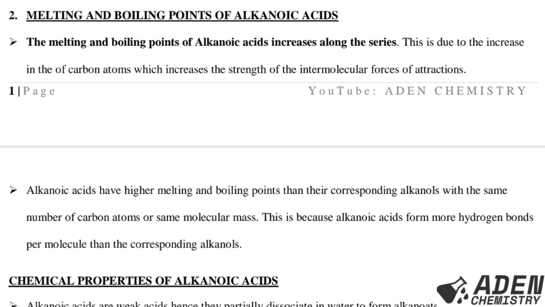Next again, we are saying alkanoic acids have higher melting and boiling points than their corresponding alkanols with the same number of carbon atoms or the same molecular mass. This is because alkanoic acids form more hydrogen bonds per molecule than the corresponding alkanols. That's the reason why alkanoic acids have higher melting and boiling points than their corresponding alkanols. For example, methanoic acid has a higher melting and boiling point compared to methanol. That's what we are saying.